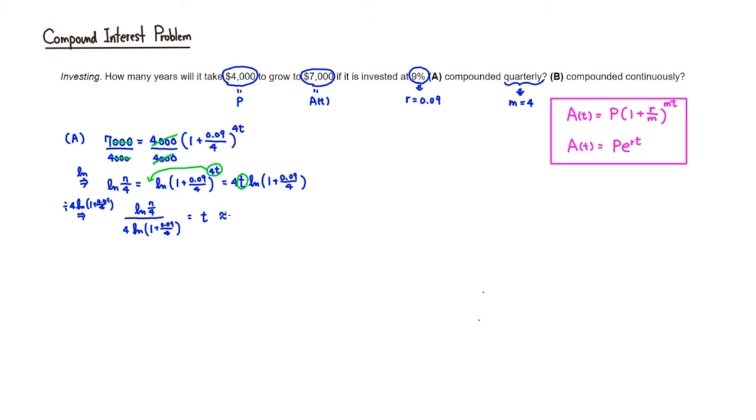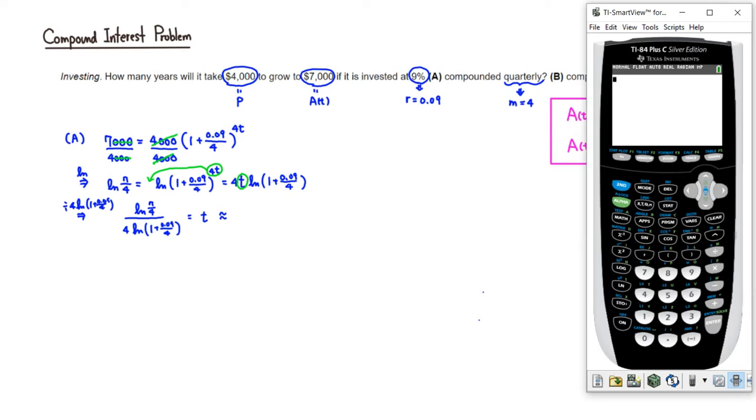So let's find this value, and I can't do it in my head, so I'm going to borrow a calculator here. I need the natural log of 7 over 4, divided by the parenthesis, 4 times natural log of 1 plus 0.09 over 4, close parenthesis. Then I just hit enter. It came out to be about 6.29.